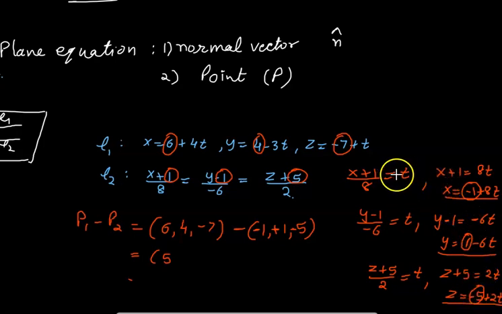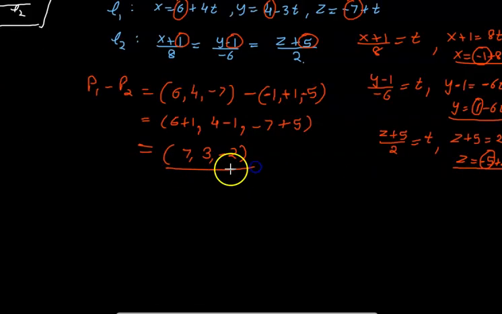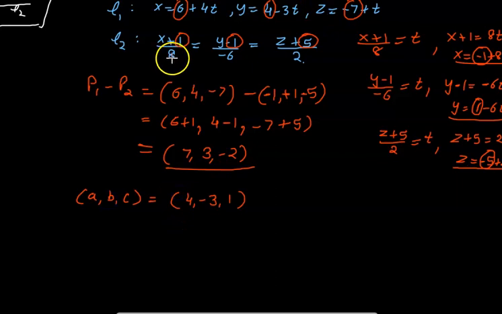So either you can convert the symmetric form to parametric form and then write the point, or you can just change the signs from here itself and write the second point. Now we find the direction vector by subtracting them. We get 6 minus -1 is 7, 4 minus 1 is 3, -7 plus 5 is -2. This gives us 7, 3 and -2 as the second direction vector, and we already have the other direction vector as 4, -3 and 1. You can also use the direction vector 8, -6, 2, but it's good to write the one which is in simplest form. So we use 4, -3 and 1.